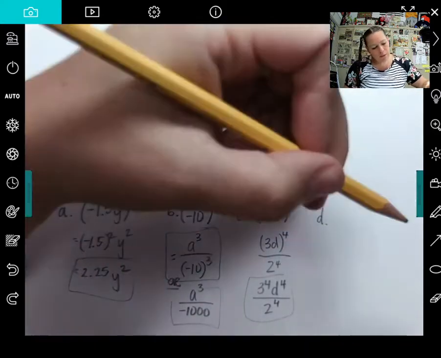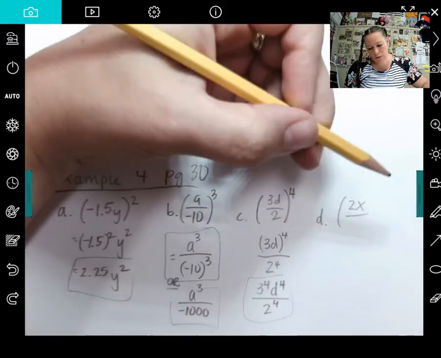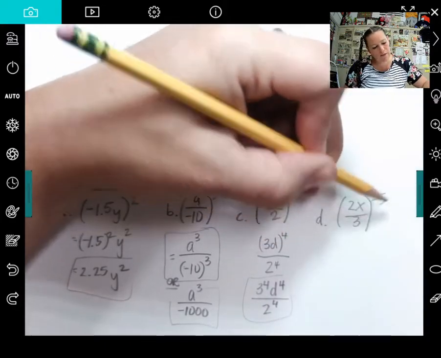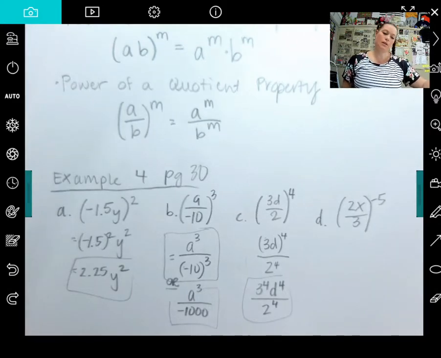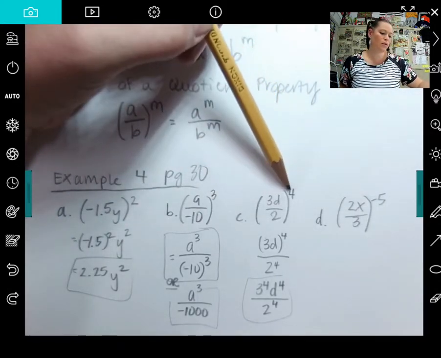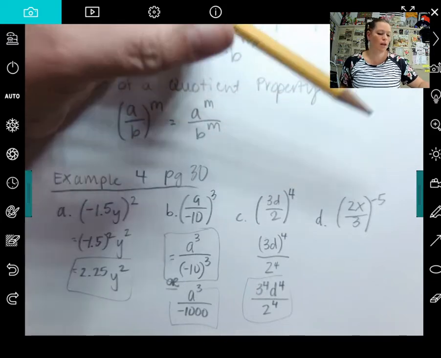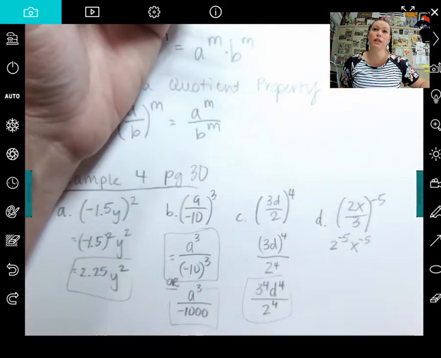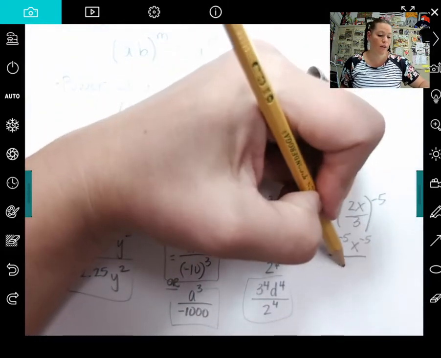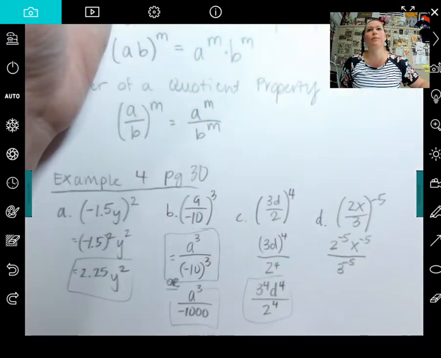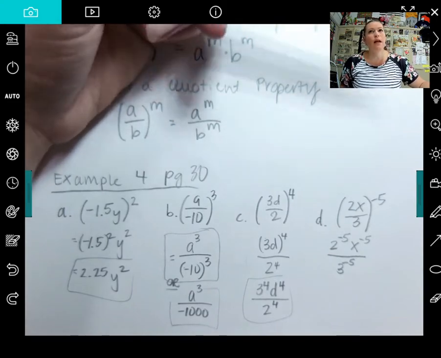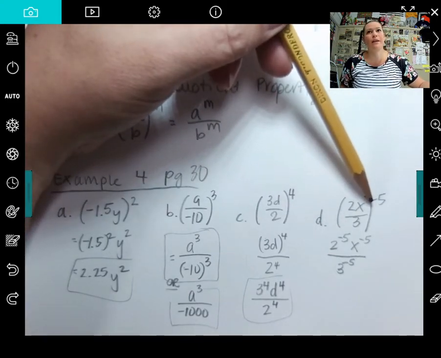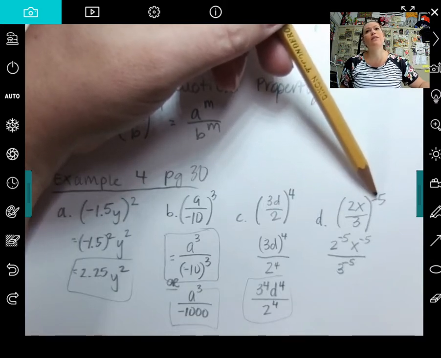For part D, we have the quantity of 2x over 3, and that is to the negative 5th power. So from here, just like I told you over here, you could distribute from the very beginning. You could do that same thing. So we could have 2 to the negative 5th, x to the negative 5th, over 3 to the negative 5th. So now we have lots of negative exponents that we have to consider. Something that I would like to do is start by simplifying the negative sign. I know that to get rid of this negative sign, I take the reciprocal of whatever it's attached to.